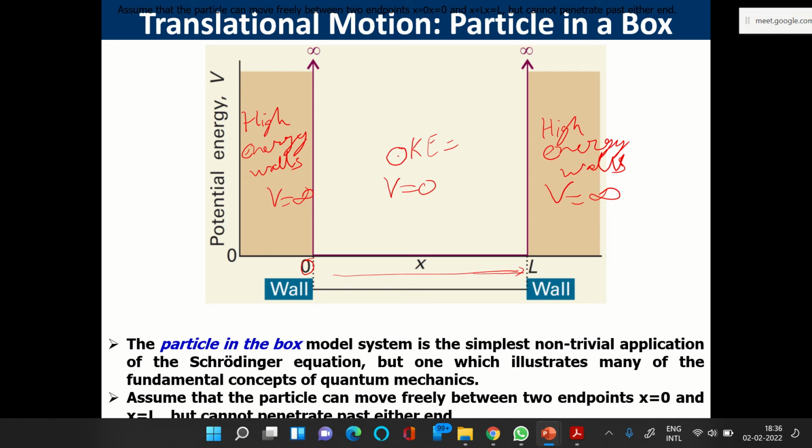The particle can move from one end to the other, but it cannot penetrate and go across the wall, because the energy goes up to infinity. As soon as it touches the wall, it will come back and start its reverse movement. It will keep going like a ball bouncing between two walls. Such a situation will occur.